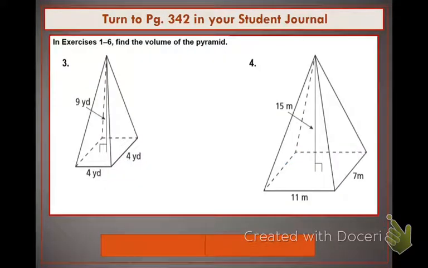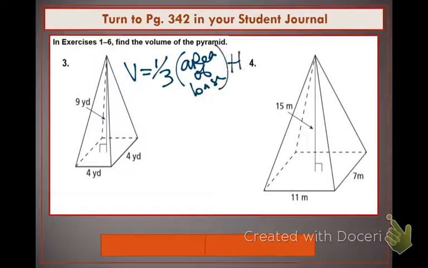Finding the volume of the pyramid. All right, so volume of a pyramid equals 1/3 times the area of the base times the height. What shape base do you have? It's not a rectangle, it's close. It's a square. Either way, you're going to multiply the two sides together and you get 16. So the area of the base is 16. What is the height of the entire pyramid? 9.